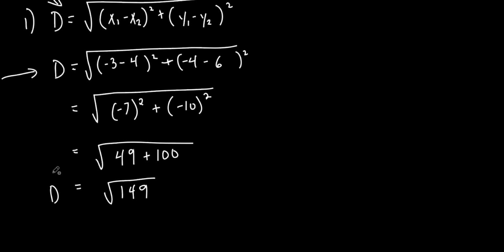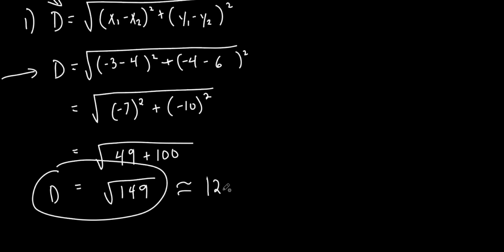I'm fine if you just leave it like that as your answer. Just leave it like that. You don't have to try to simplify it. You don't even have to write it as a decimal, right? No reason to. Just keep it like that. But just for fun, I'm going to put approximately. That's supposed to be a squiggly equals. I don't know what that is off the top of my head, but the square root of 149 is about 12.2. So it's approximately 12.2.